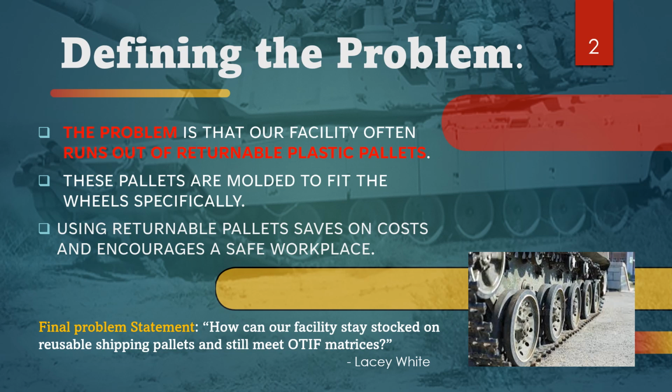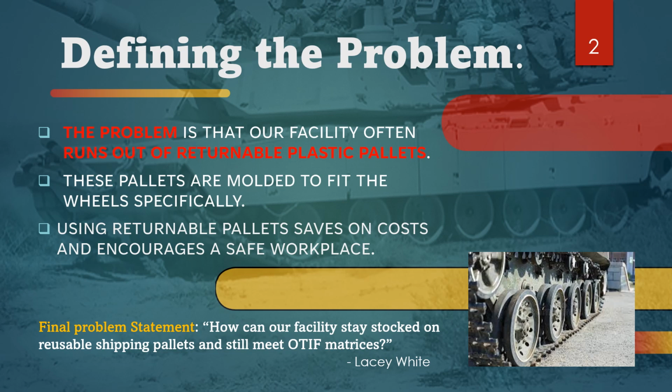In the facility where I work, we make components for military tank tracks. The picture below is an example of a wheel that we ship out every day. We can save on costs by not using wooden pallets, and it encourages a safe workplace by loads not moving when they ship. To define the problem, I use the steps of the problem statement testing technique.